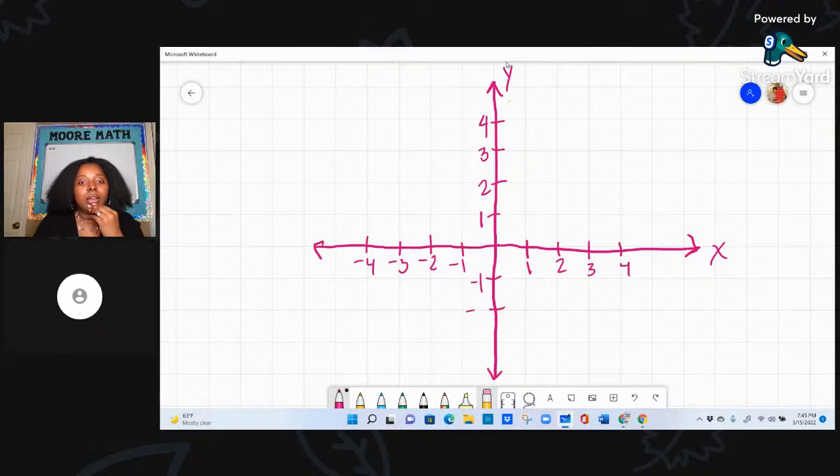And y'all don't laugh at my graph. I'm doing my best. Okay.